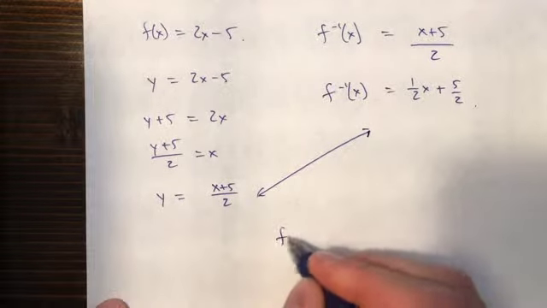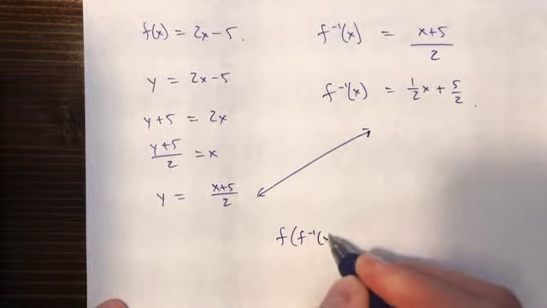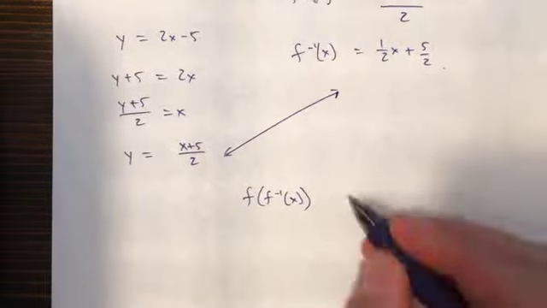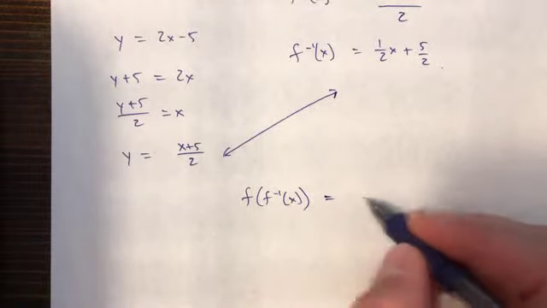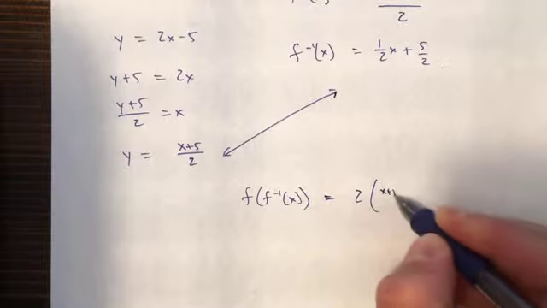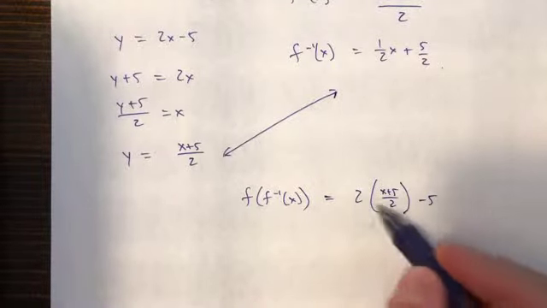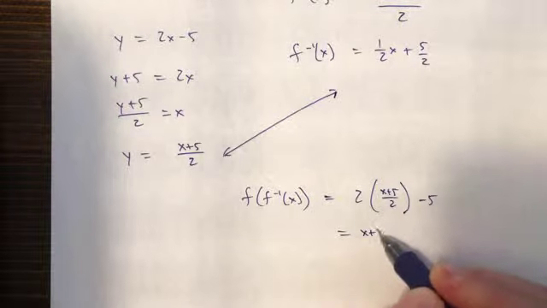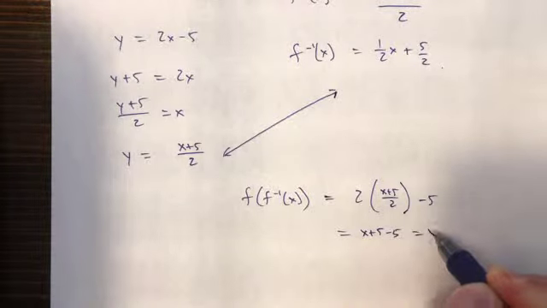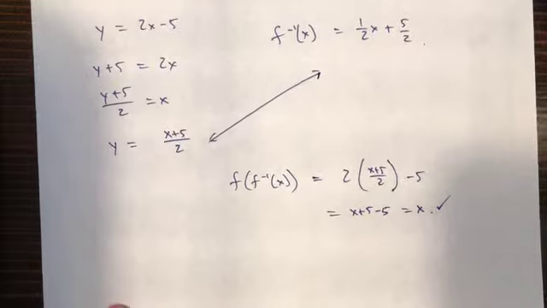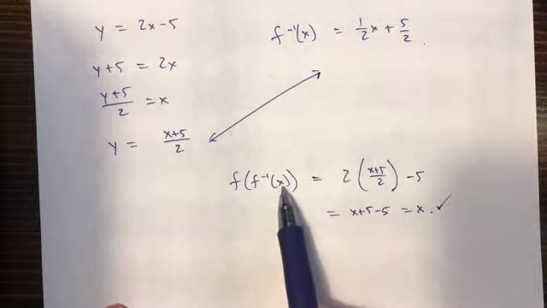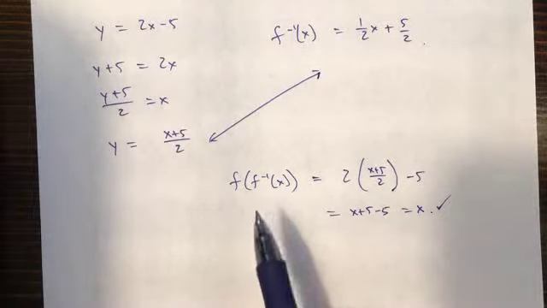Just to double check, I can find f composed with f inverse. What happens when I plug its inverse into itself? Well, I would get 2 times x plus 5 over 2 minus 5. But 2 times x plus 5 over 2 is just x plus 5, minus 5 is x, which is what I want because they should undo each other. I should just get out what I had originally.